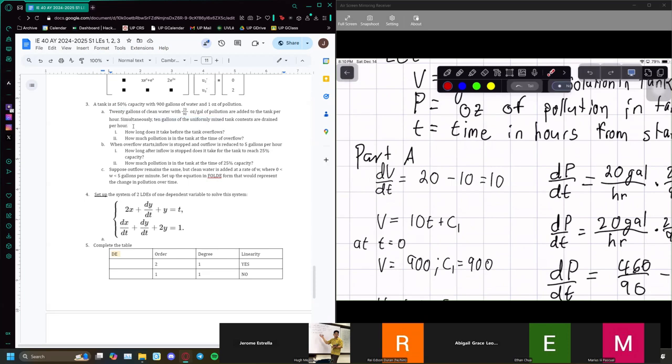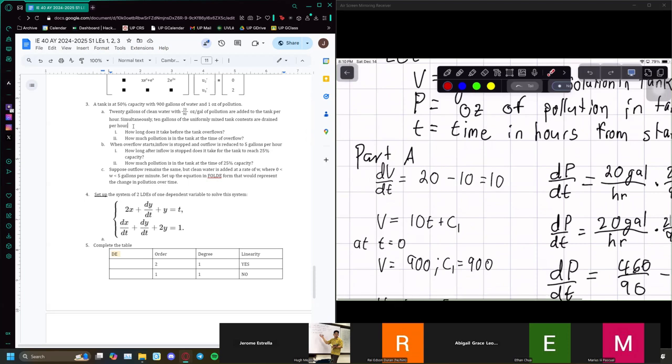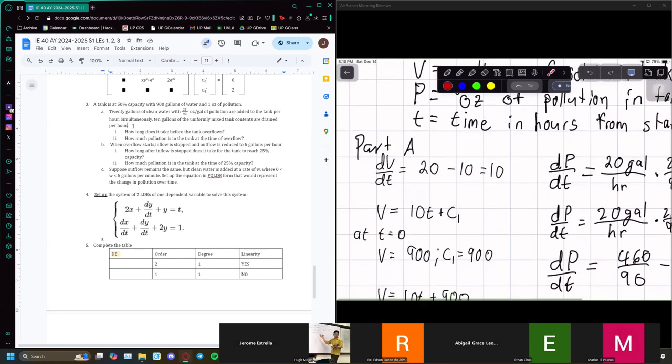So for us when we're solving dV over dt, that just means it's 20, the inflow, minus 10, the outflow. Ito yung easy part because you don't have to care much about the concentration of the mixture when you're doing just the overall volume. So from here, you can transfer yung dt to the other side. It's going to be dV equals 10 dt. You just integrate both sides to get volume V as a function of t. But then you have this plus C1.